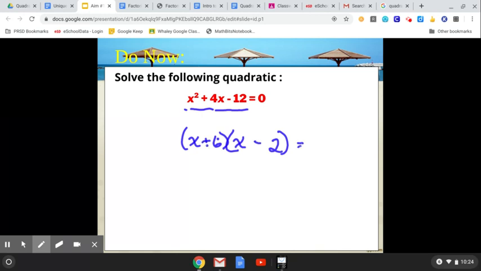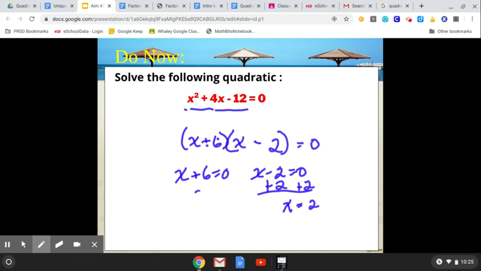Now, those are my factors. Those aren't my answers. I now have to set my factors equal to 0 and solve for x. And like most quadratics, not every one, but most quadratics, we end up with two answers to this thing. x is 2, and x is equal to negative 6.